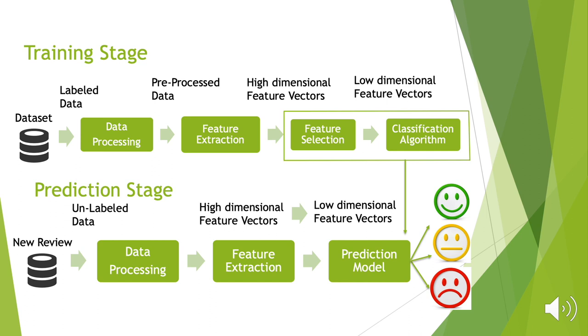In the prediction stage, when you give the unlabeled data, we do the same thing that we did for the training stage. We pre-process it in the same way, then convert it into the same dimension as in the training, and then we give that to our model, which predicts the class label for the data point. It can be either positive, which is class 3, of rating 4 or 5, or neutral, which is of rating 3, or negative, which is of rating 1 or 2.